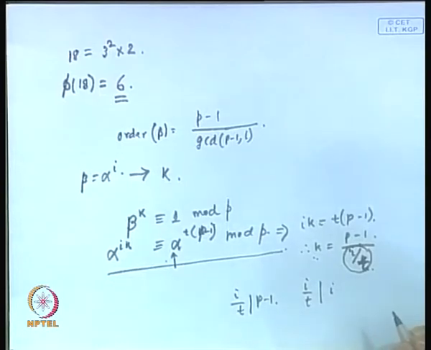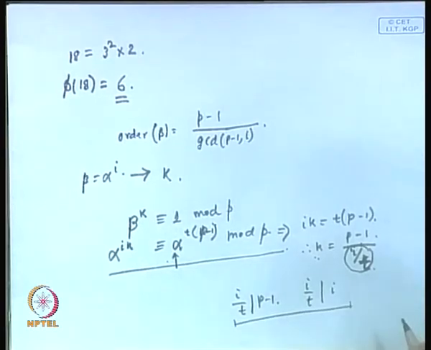i, right. So, therefore, since the order is actually the least such number, this denominator has to correspond to the greatest common divisor of p minus 1 and i, okay, because the order is the least such number, right. So, therefore, it is equal to p minus 1 divided by the greatest common divisor of p minus 1 and i, okay.